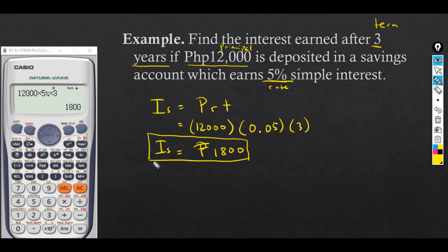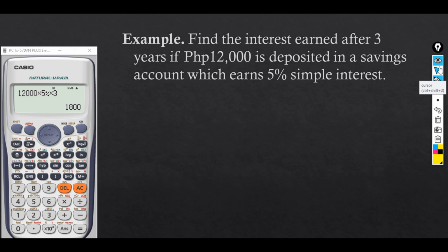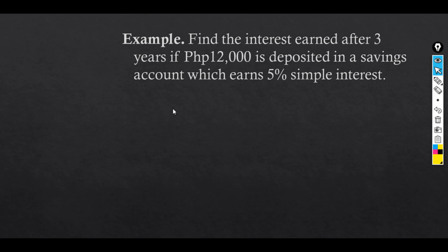Class, if we're looking for the maturity value or final value or future amount, it is the sum of the principal plus interest. So it becomes 12,000 plus 1,800. The final amount or future amount is 13,800. That is if the final amount is what is being asked. Next example, next slide.